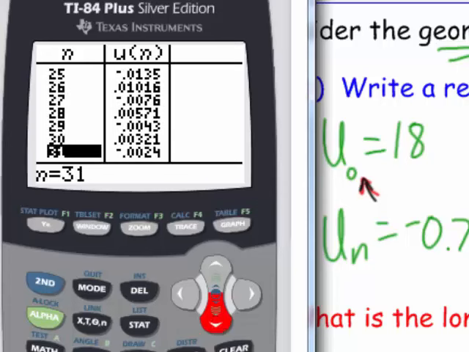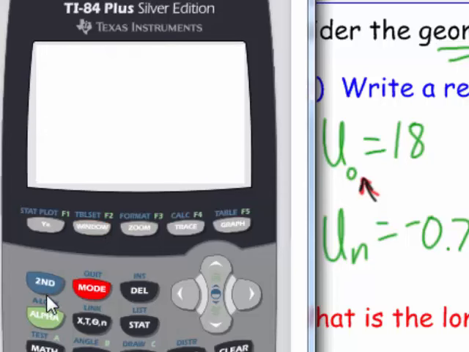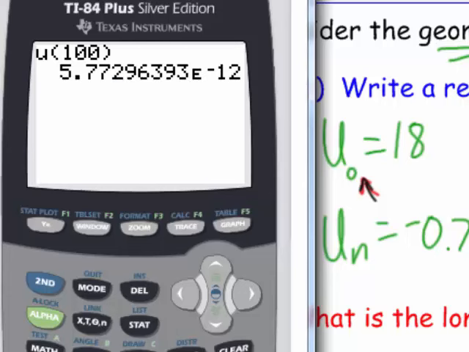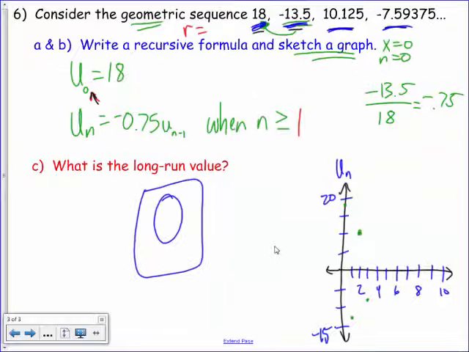And if you want to jump further ahead, you might either reset your table settings, or you could go over to your home screen and type in, say, what's the 100th term? And it would tell me that it is, wow, a really small decimal. That's scientific notation. That's like 0.000, a bunch of zeros, 11 times, so super small. Okay, so we're basically using what we've learned in the last few sections to apply it to some graphs now.